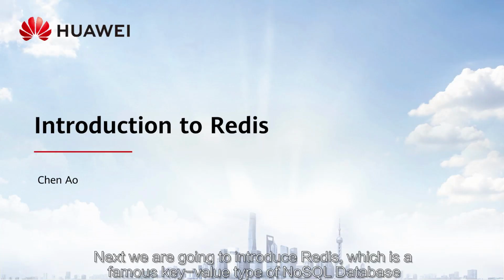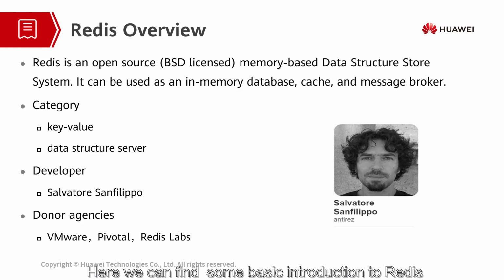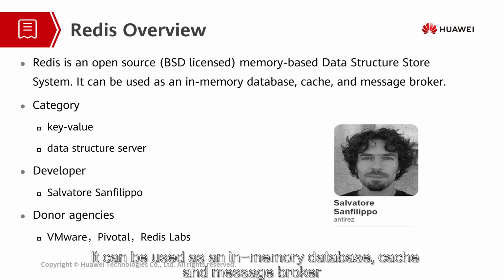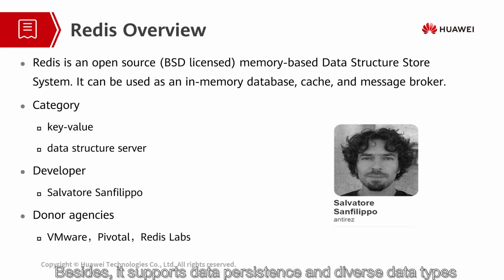Next, we are going to introduce Redis, which is a famous key-value type of NoSQL database. Here, we can find some basic introduction to Redis. As we can see, Redis is an open-source memory-based data structure store system. It can be used as an in-memory database, cache, and message broker. Besides, it supports data persistence and diverse data types.